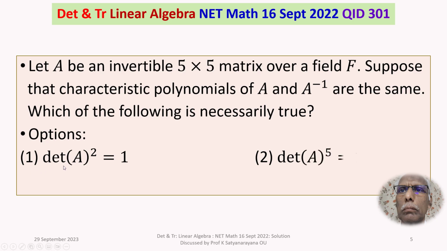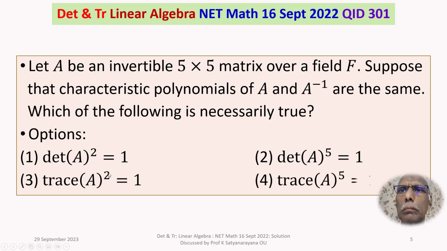Option A, determinant of A square is equal to 1. Option 2, determinant of A power 5 is equal to 1. Option 3, the trace of A square is equal to 1. Option 4, trace of A power 5 is equal to 1.